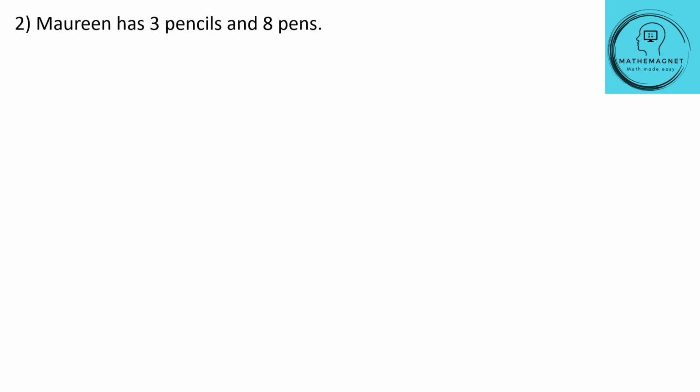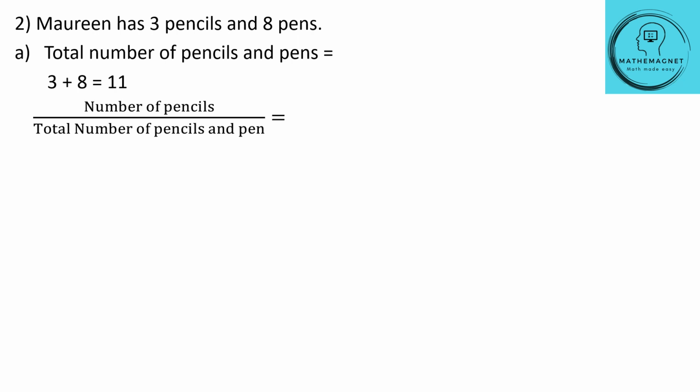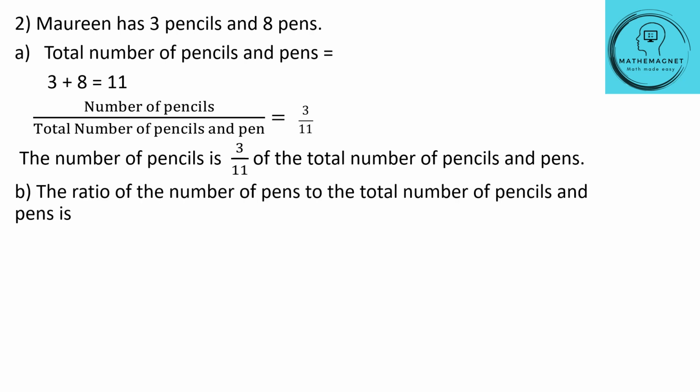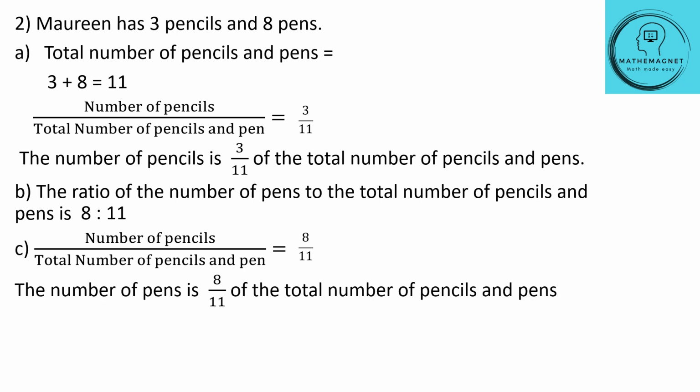Question number 2. Maureen has 3 pencils and 8 pens. A. Total number of pencils and pens will be 3 plus 8, which is equal to 11. Number of pencils by total number of pencils and pens will be equal to 3/11. So the number of pencils is 3/11 of the total number of pencils and pens. B. The ratio of the number of pens to the total number of pencils and pens is 8:11. C. Number of pens by total number of pencils and pens will be 8/11. So the number of pens is 8/11 of the total number of pencils and pens.